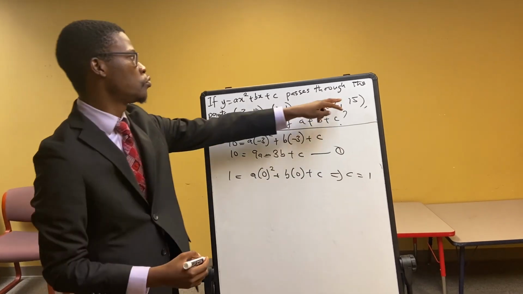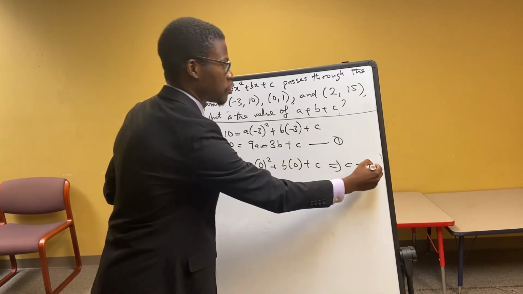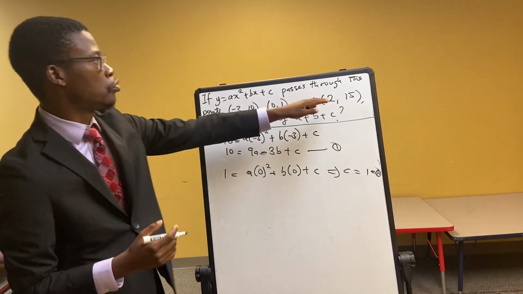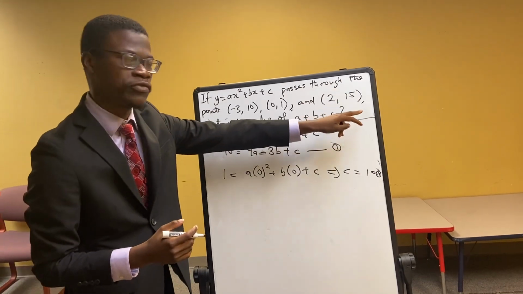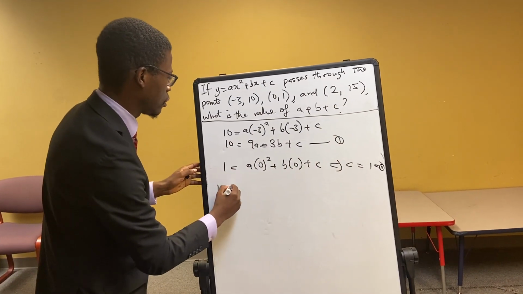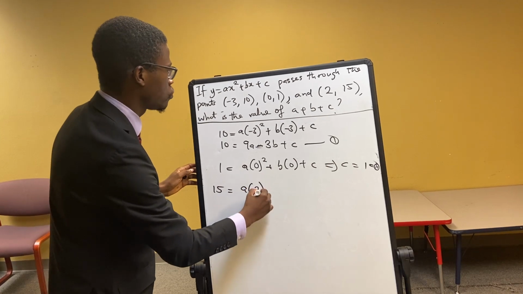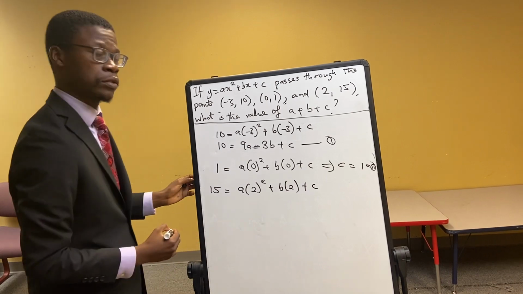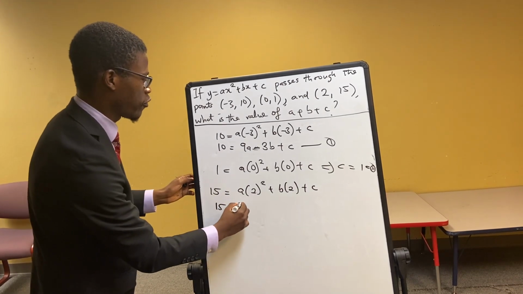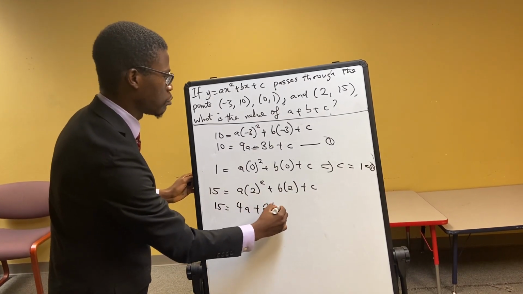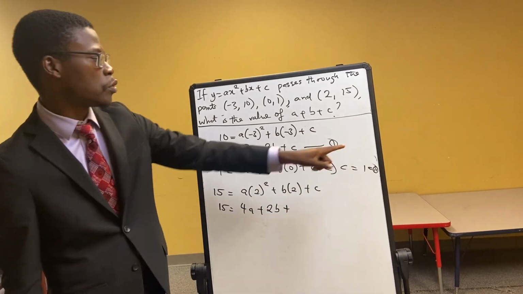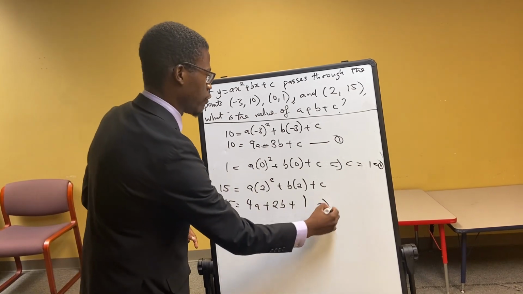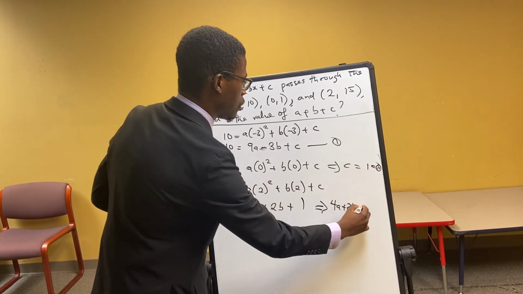The third one, 2, 15. So this is our equation 2. The third equation, 2, 15, x is 2, y is 15. So we have 15 equals a 2 squared plus b 2 plus c. So we have 15 equals 4a plus 2b plus c. Remember, c is 1, we can just put that here. So this means that 4a plus 2b equals 14.